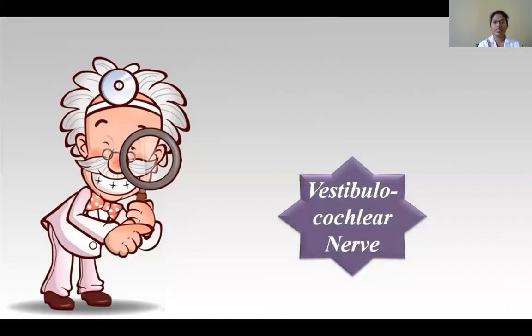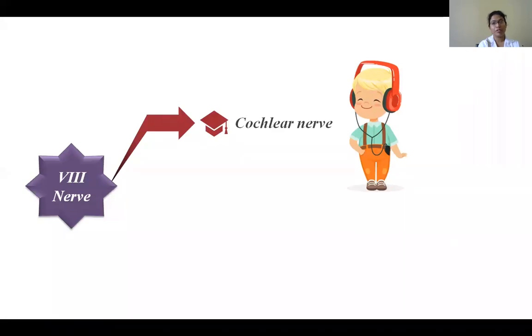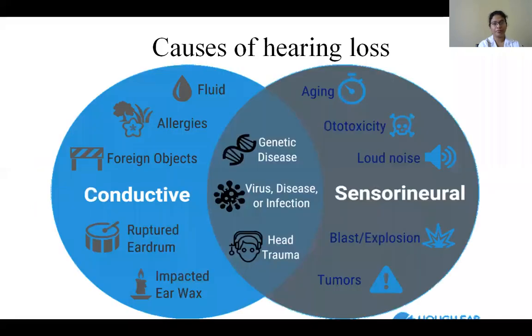So now let us see how we will assess the vestibulocochlear nerve. Now, as we know, the 8th nerve has two components. That is the cochlear nerve, which we use for hearing, and the vestibular component, which is involved in balance as well as equilibrium. So we had seen last time the different causes of hearing loss.